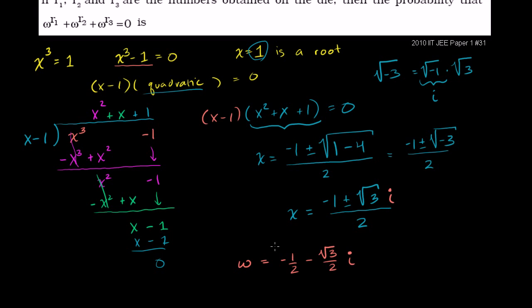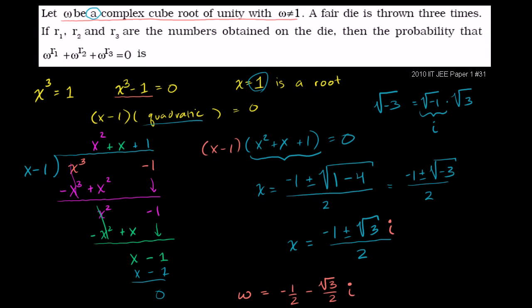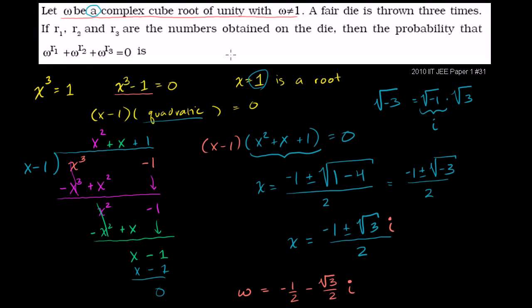It's one of the non-1 complex cube roots, or what was the actual wording they said? One of the complex cube roots of unity that is not 1. So let's just let omega be equal to that. So this first statement can translate into this. And then a fair die is thrown 3 times. If R1, R2, R3 are the numbers obtained on the die, then the probability that omega to the R... So let's think about this a little bit, because we're going to be taking omega to different powers. So let's think about what happens when we take this omega to different powers.